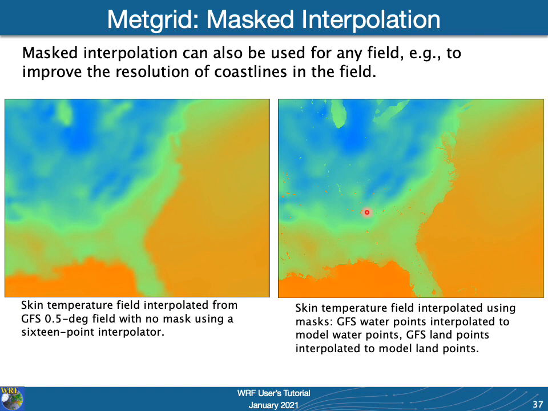And you may notice that some of these lakes are substantially warmer than the surrounding land points in the skin temperature field. This is a problem that we refer to as the hot lakes problem, and we'll talk about how we can address this problem in the advanced WPS lecture.